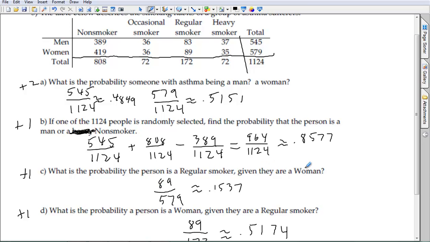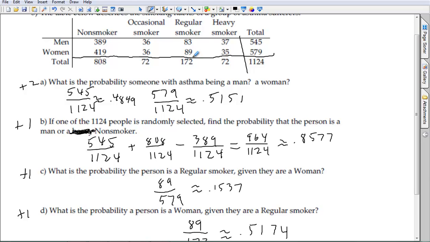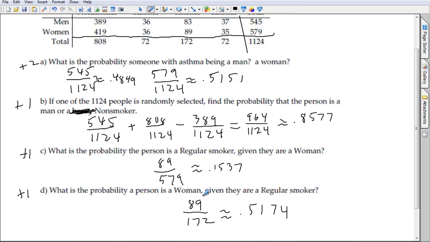Regular smoker given they're a woman: how many are regular smokers, and we're only looking in the women category. So 89 out of women, which is 579. The other one is probably woman given regular. So regular on that one becomes our population, so that's why it's 89 over 172 on that one.